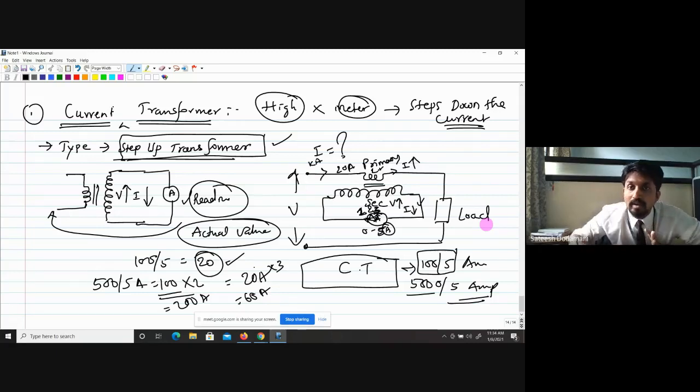This is how the current transformer helps to measure the large current in the circuit. Hence, the current transformer is always connected in conjunction with the normal or measuring instrument. Hence, it is called an instrument transformer. Is it clear?